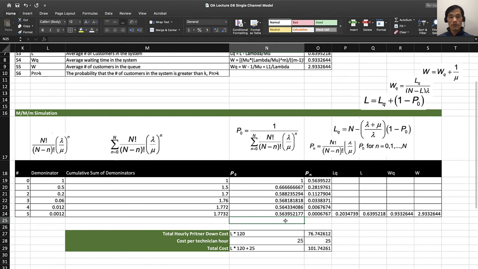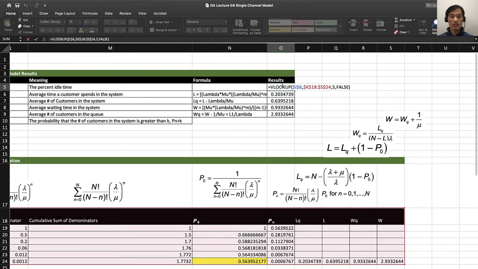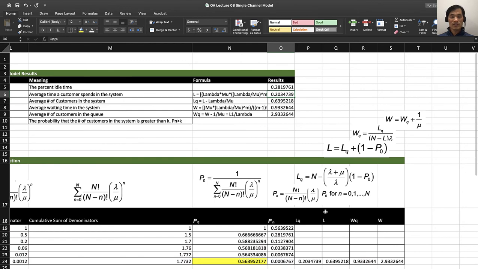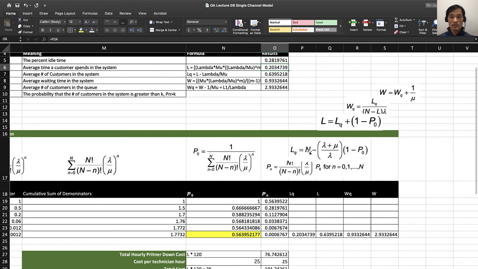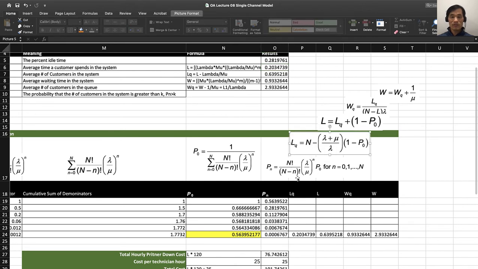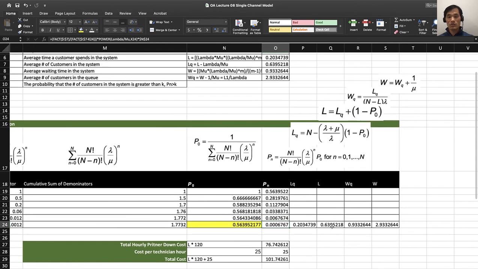0.563952177 is the value that you are looking for. Let me highlight this for you. This is the P0 value, and I just enter this P0 value right here. And Pn I have calculated right here. I put the formula in there and copied it down, and for Pn when n is 5, you have 0.0006767. That's what you can calculate.